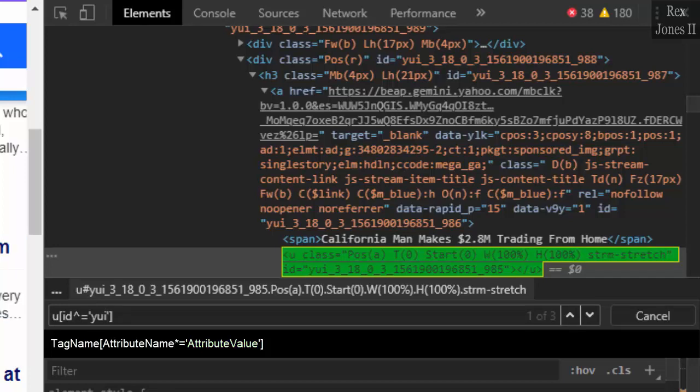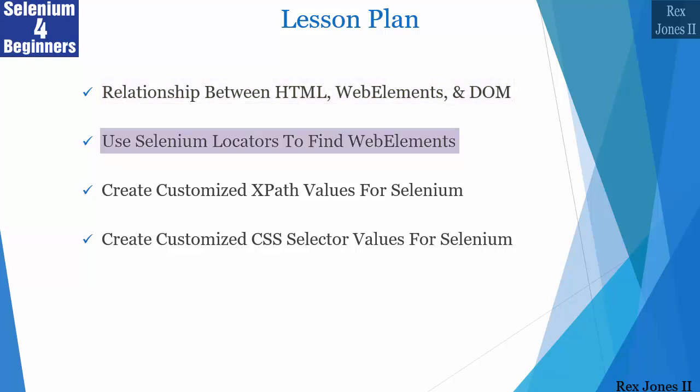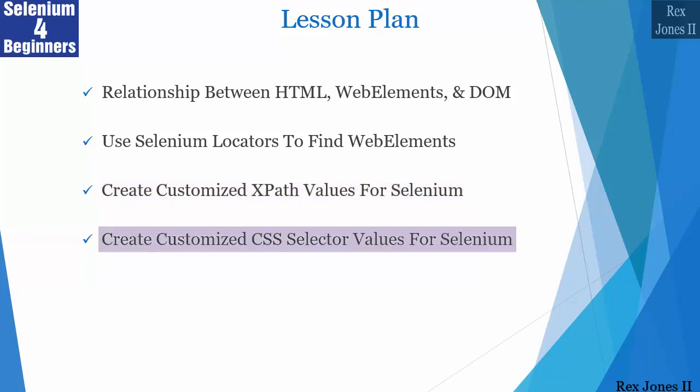There it is. We can also match a substring of the attribute's value, which is some of the characters. Replace the caret with an asterisk, and we still have our element. That's it for CSS selectors and this series that includes the relationship between HTML, web elements, and DOM. Using 6 of the 8 Selenium locators to find the web elements, create our own customized XPath values, and create our own customized CSS selector values.